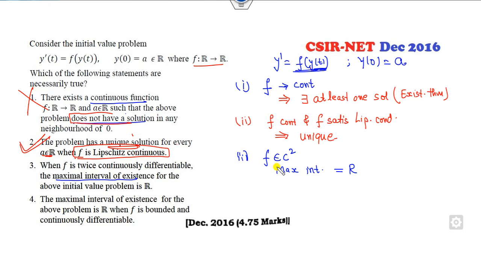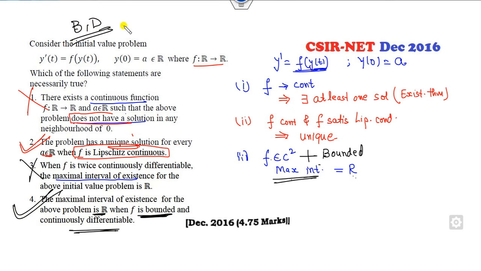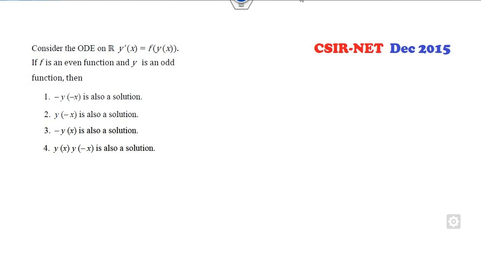Do you remember my earlier tips? If f is a twice differentiable function plus f is bounded, then only the maximum interval is R. Here bounded is missing. The maximum interval for the function is R when f is bounded and continuously differentiable. That's a correct option. So B and D are the correct options. So you can see I already gave you the smallest tips in my earlier study. So the second and the fourth are the right answers. Okay, look at this one.